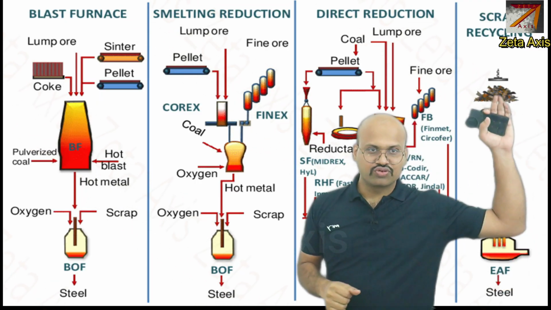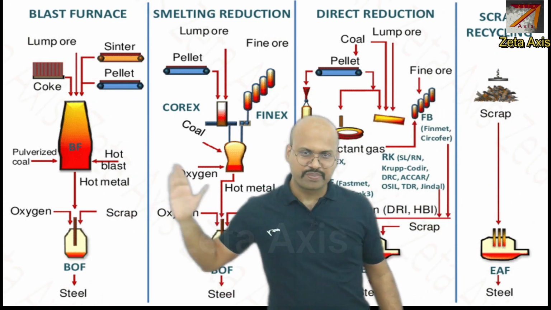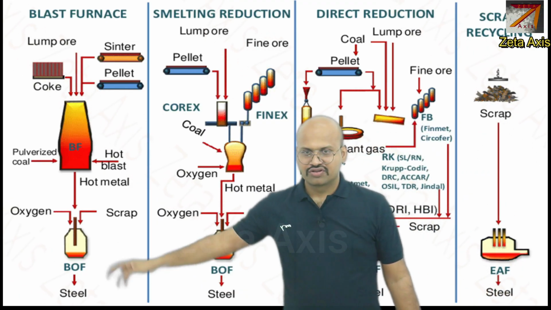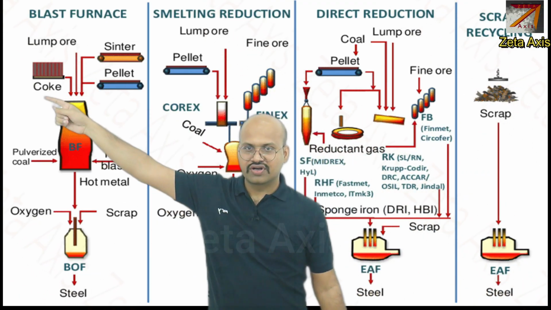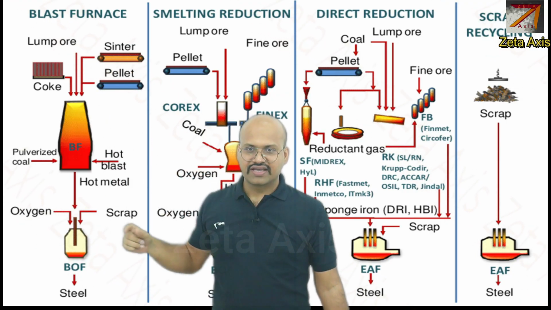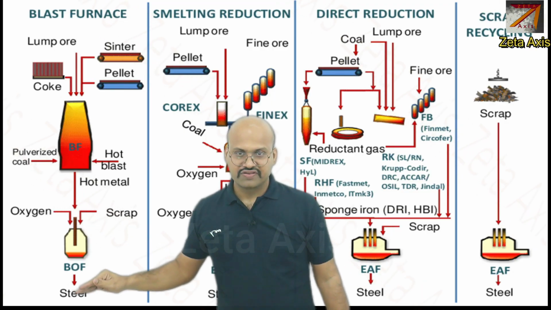And then we can use scrap. This can be recycled to produce steel. So these are the four main methods by which we can produce steel. So remember, here we have coke, this sinter plant from which iron ore and limestone is added, and then we get pig iron, which is then again put into the blast oxygen furnace.